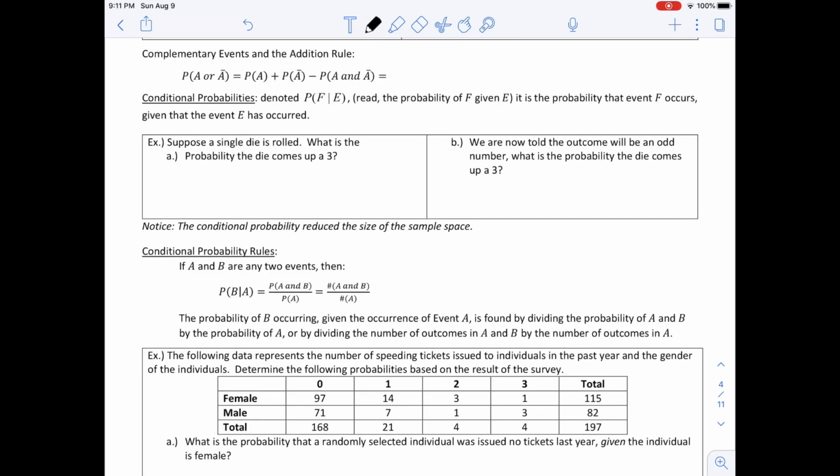Next we have complementary events and the addition rule. So the probability of A or A complement, from our formula before, is going to be the probability of A plus the probability of A complement minus the probability of A and A complement. However, we saw earlier that since they are complements, they would have nothing in common with one another, so that would just be equal to 0. So this would just simplify to being the probability of A plus the probability of A complement.